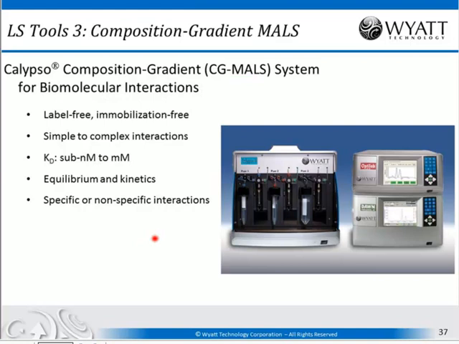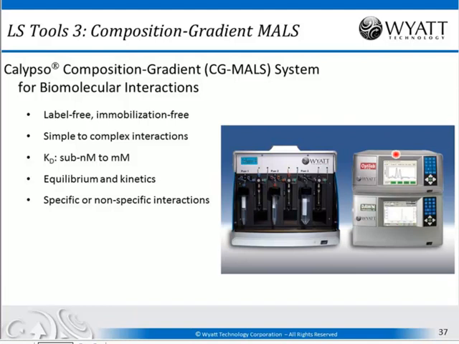Now on to the third tool. The third tool is CG-MALS, composition gradient multi-angle light scattering. This tool addresses a different aspect of biomolecules, and that is their interactions. So instead of separating the molecules and characterizing the individual species, we're going to keep them together and understand how they interact, if they form oligomers or heterocomplexes, through the changes in molecular weight.